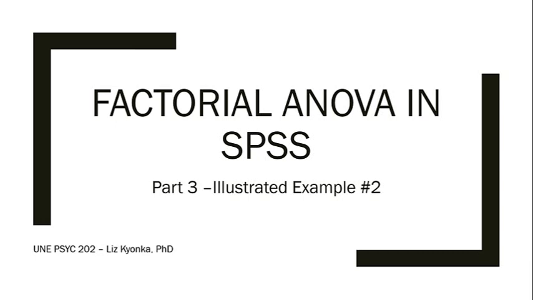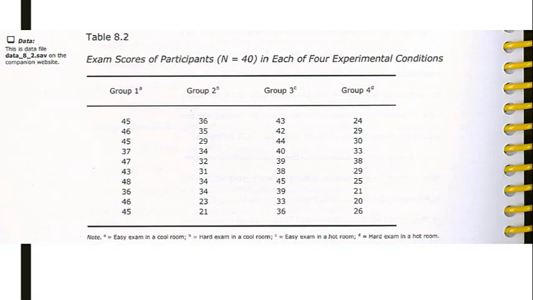All right, everyone, last but not least, part 3 of factorial analysis of variance in SPSS. We're going to go over, in a little bit of an abridged way, the second illustrated example from chapter 8 of the Pink Book. It begins on page 105, and you can find this table, table 8.2, which goes with the data file data_8_2.sav on page 106.